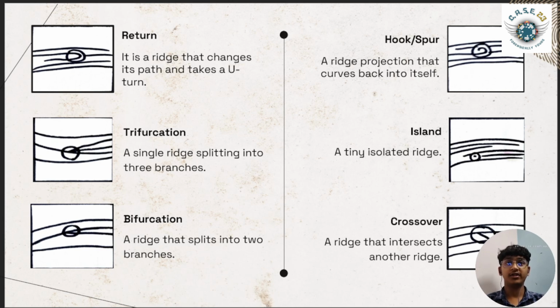Island or dot. A tiny ridge that is completely isolated, like a small island in the middle of the ocean. These are rare but very useful in forensic analysis. Crossover.